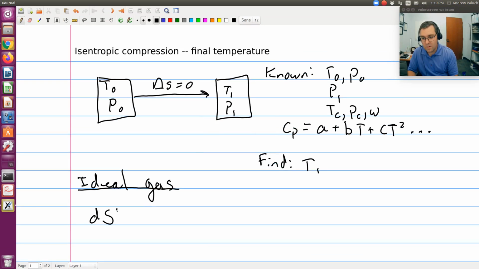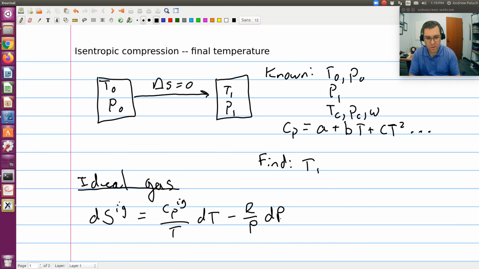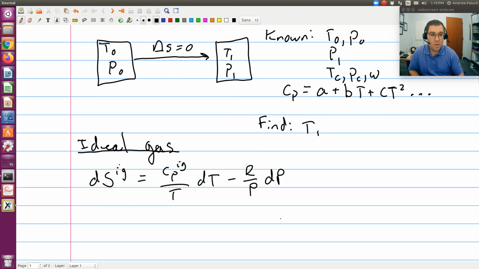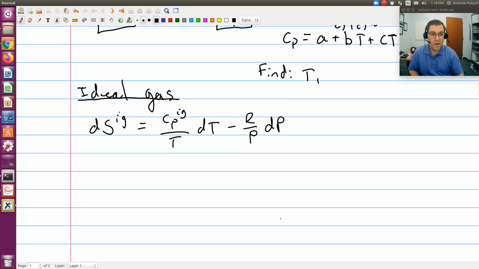Okay, dS for an ideal gas is equal to Cp ideal gas over T dT minus R over P dP. Right, so just checking, yeah, minus R over P dP. All right, so then what does an isentropic process look like? An isentropic process is one in which delta S, or dS equivalently, is 0.